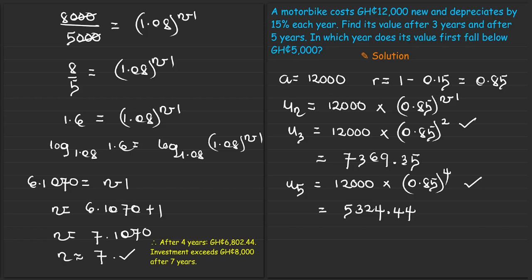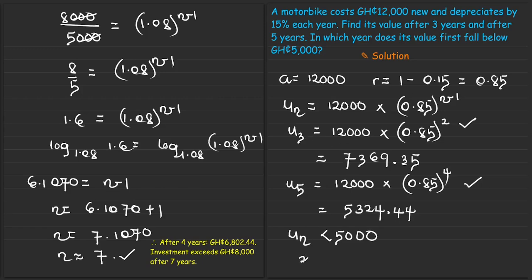Now the next question says, in which year does its value first fall below 5,000? So just as we did for the previous one, we simply want where 12,000, that is our Un, is going to be below. So for it to be below, we say Un should be less than the 5,000. And we know Un to be what we have here.